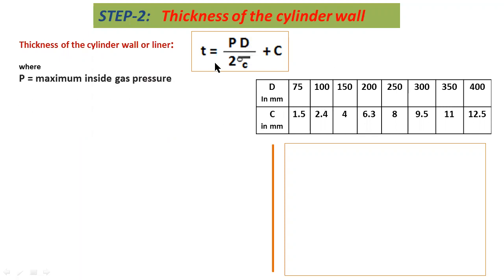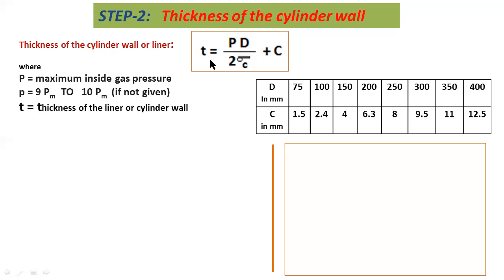Here P is the maximum inside gas pressure. If it is not given in our question, then you can take the maximum inside pressure P equal to 9 to 10 times the mean effective pressure. If it is not given, you can take this value. Now T is the thickness of the liner or cylinder wall. Capital C is the constant for reboring elements.